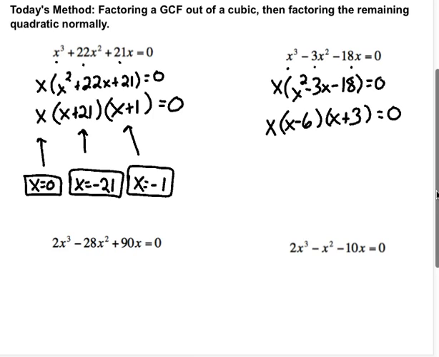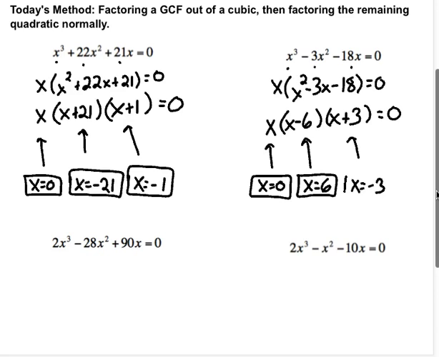Negative 6 times 3 is negative 18. Negative 6 plus 3 is negative 3. And of course, once I do that, now I use the zero product property. So remember that x sitting out front by itself just means an x of 0. That represents an x of 6. And that represents an x of negative 3.